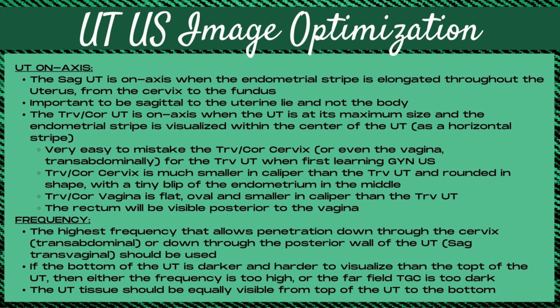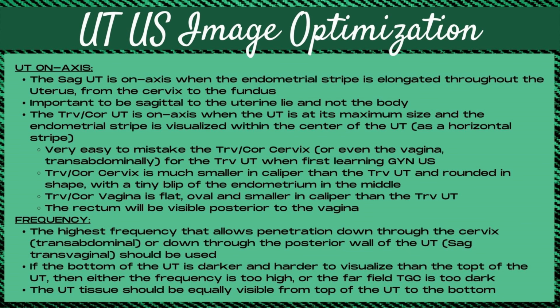The transverse or coronal uterus is on axis when the uterus is at its maximum size and the endometrial stripe is visualized within the center of the uterus as a horizontal stripe. It's very easy to mistake the transverse or coronal cervix or even the vagina transabdominally for the transverse uterus when first learning ultrasound. The transverse or coronal cervix is much smaller in caliper than the transverse uterus and rounded in shape with a tiny blip of the endometrium in the middle. The transverse or coronal vagina is flat, oval, and smaller in caliper than the transverse uterus. And the rectum is going to be visible posterior to the vagina on a transabdominal ultrasound.